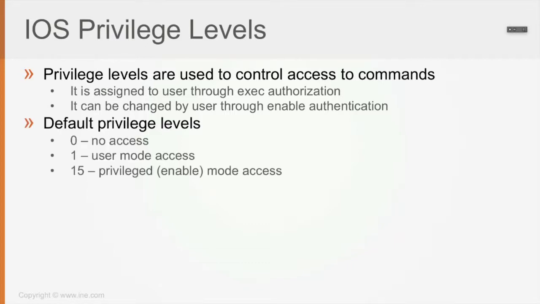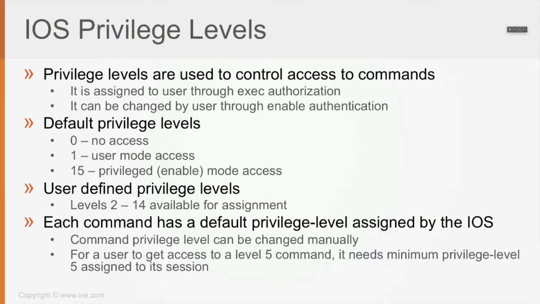Different privilege levels on the routers. The router has 3 privilege levels by default. All commands on a router or on a switch are going to be accessible to one of those 3 privilege levels. Privilege level 0 means no access at all, which means pretty much there are no commands assigned by default to privilege level 0. But then we have 2 other privilege levels: privilege level 1, which is known as user mode, and privilege level 15, which is known as enable or privileged mode access.